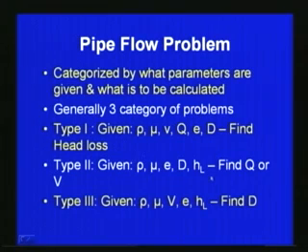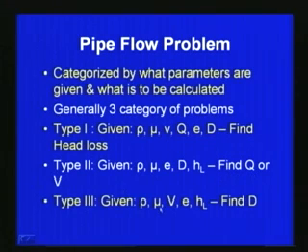In the type 2 problem, generally the fluid parameters like density and coefficient of viscosity will be given, and the pipe parameters, E the roughness height and diameter, will be given. Head loss will be given. We have to find out how much flow takes place, or the velocity through the pipe at various sections.